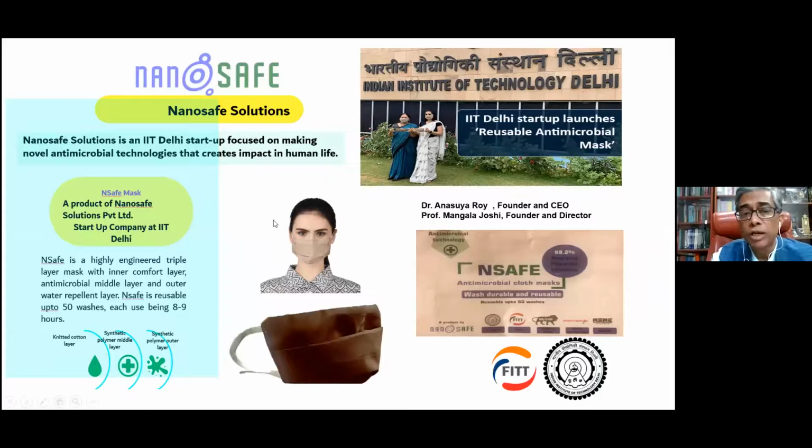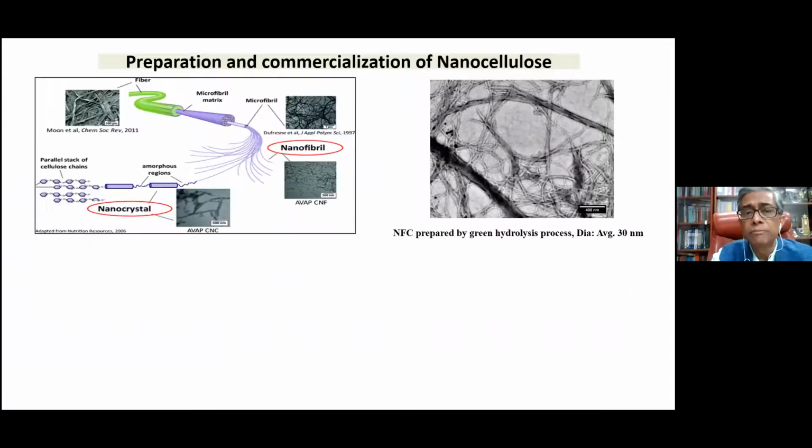They also have developed what is called a mask, which is called NanoSafe, because they have used some layers and nanomaterials on the textiles. This was launched at the very beginning of our lockdown period, and I personally use this mask. They have been marketed, and the mask can be washed 50 times, retaining its properties.